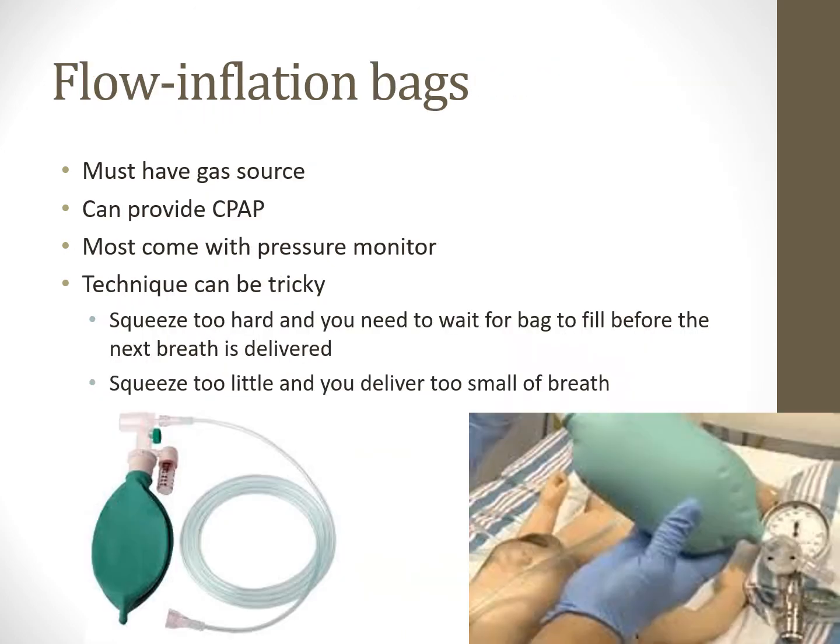Flow inflation bags, of course, I just told you, have great advantages. Here's a disadvantage: you have to have a gas source, and it needs to be at the right level, right? Little babies, you will run this at 8 to 10 liters a minute. Smaller babies, like our micropreemies, might run it at 6 or 7. This provides CPAP. We don't have to squeeze it, and it's going to continually give continuous airway pressure.